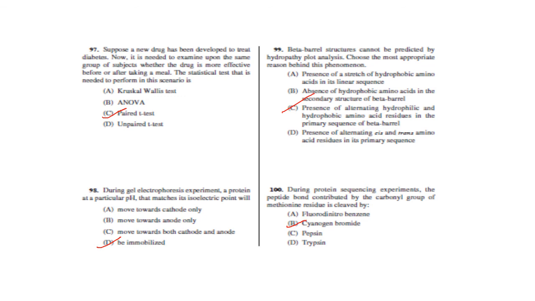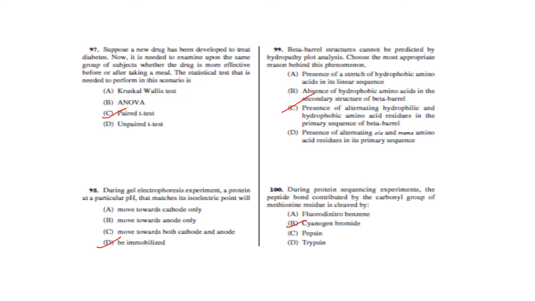Then next one. During a gel electrophoresis experiment, a protein at a particular pH that matches its isoelectric point will... So at the isoelectric point, the overall charge of the protein is 0. So during a gel electrophoresis experiment, the protein at a particular pH that matches the isoelectric point will not move either to the cathode or anode. It will be immobilized. Answer is option D.